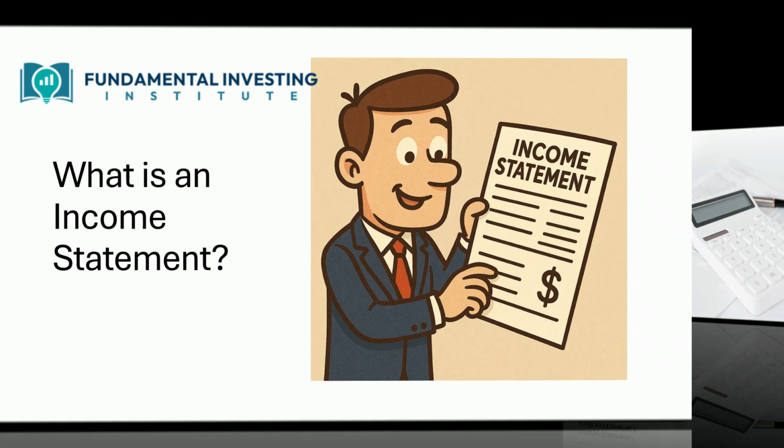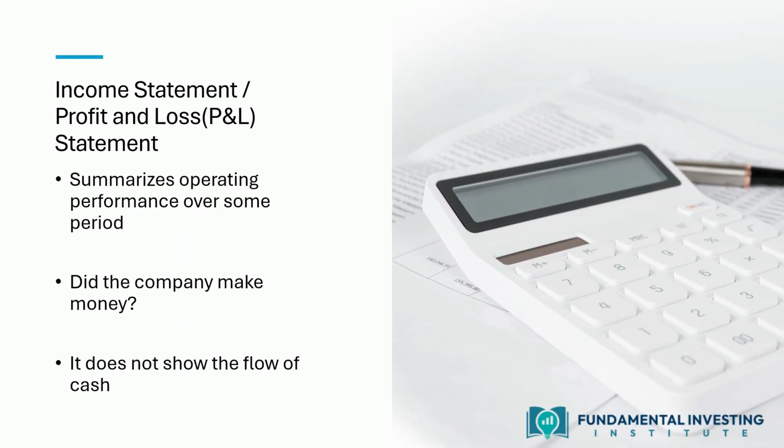What is an income statement? The income statement, also called the profit and loss statement, summarizes a company's operating performance over some period, such as a month, a quarter, or a year. Basically, the income statement answers the question, did the company make money? The income statement does not show the flow of cash.